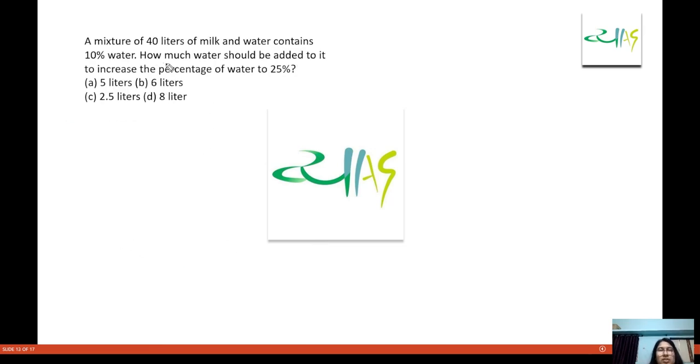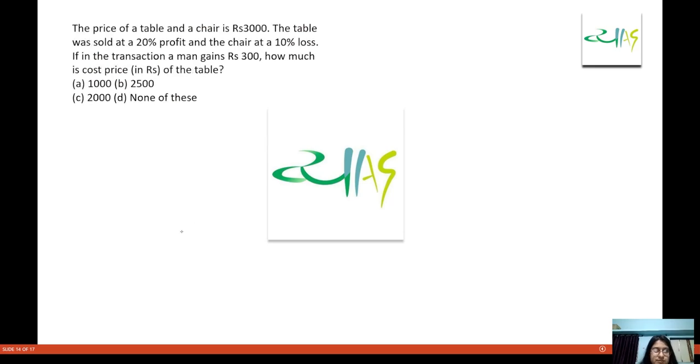Now see, a mixture of 40 liters of milk and water contains 10% water. How much water should be added to increase the percentage of water to 25%? Okay. Now I think this can be easily done because this is similar to the last question. Fine. Let us see the next question.